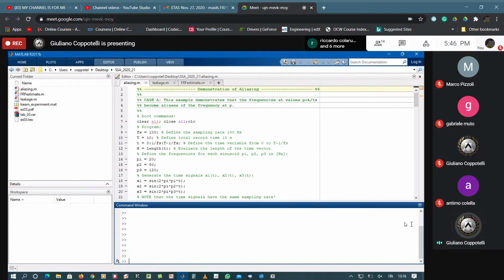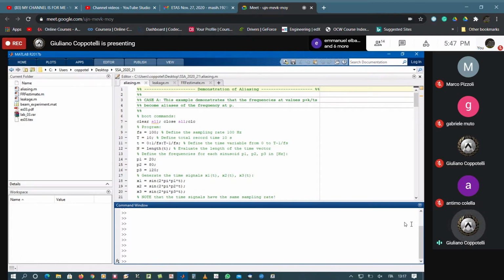Then the upper right window is the editor window in which we can edit our own M file. And then the bottom right window is our command window that is used to enter whatever command in the Matlab language.